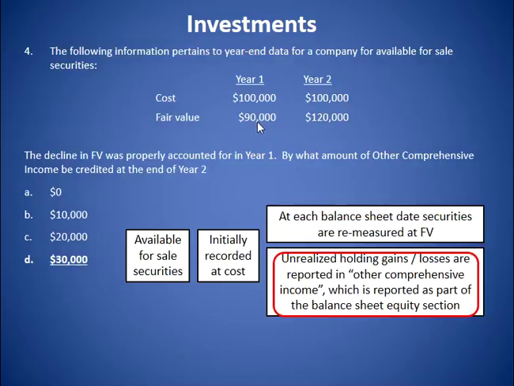$90,000 in year 1. Now in year number 2, the fair value went up to $120,000. So it went from $90,000 to $120,000, which means we had a $30,000 unrealized holding gain. So in this case, that would be the amount that we'd be reporting in the other comprehensive income section of the balance sheet. Okay, let's go on to number 5.